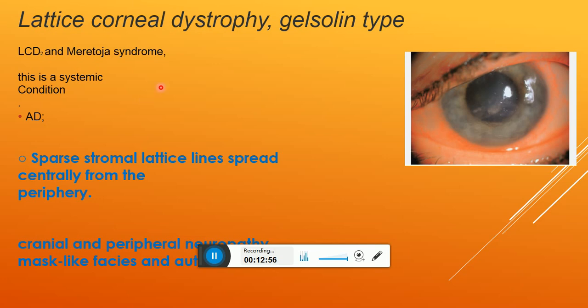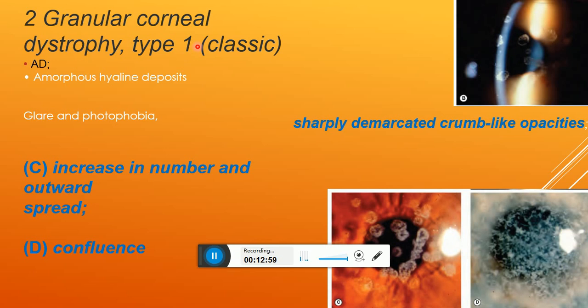The next is granular corneal dystrophy type 1, or classic type. Inheritance is autosomal dominant and the gene is TGFB1. Homozygous disease gives more severe features. On histology, there are amorphous hyaline deposits staining bright red with Masson trichrome. Symptoms are glare, photophobia, and blurring as progression occurs. Recurrent erosions are uncommon. Signs: there are discrete white central anterior stromal deposits resembling sugar granules, breadcrumbs, or glass splinters separated by clear stroma.